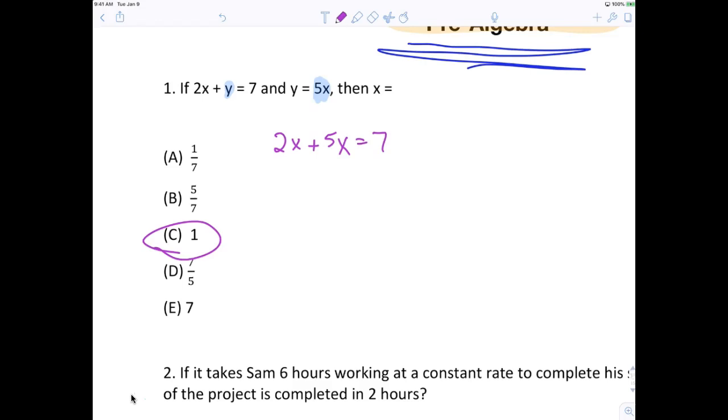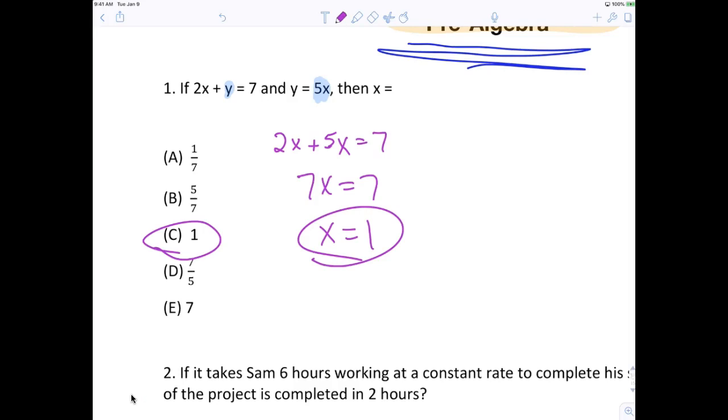And now what is 2x plus 5x? 7x, right? So x had to be what? x has to be 1. Good job, Sienna. Very good. x equals 1. Everybody okay with that? Yeah. All right, that was kind of hard. That's why you're paying attention.